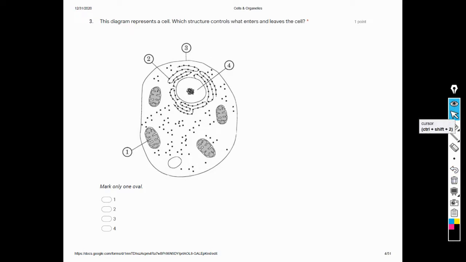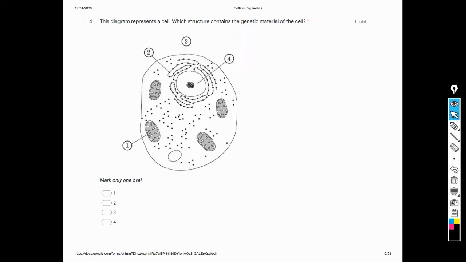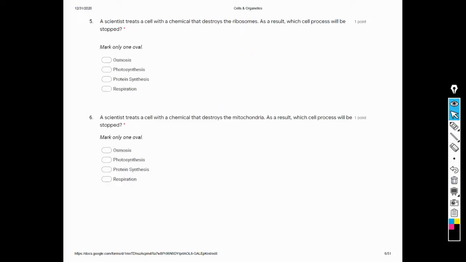Next question. Which structure controls what enters and leaves the cell? That would be structure 3, because structure 3 is the plasma membrane, and that is its job, is to control what enters and leaves the cell. And then another question with this diagram, which structure contains the genetic material of the cell? And that would be structure 4, because structure 4 is referring to the nucleus.